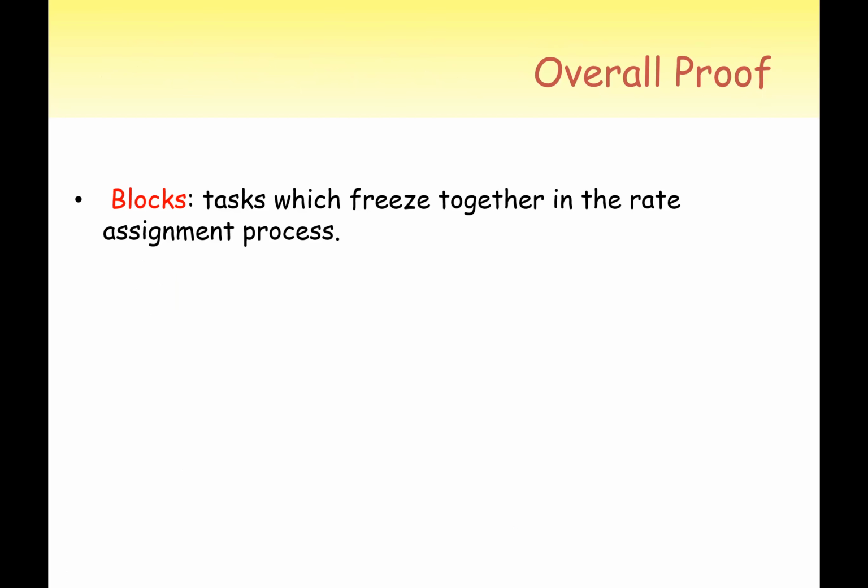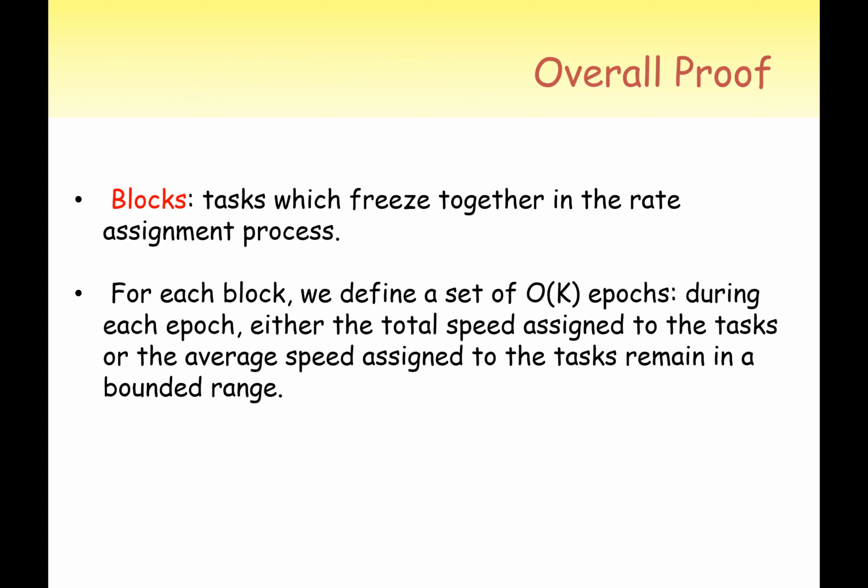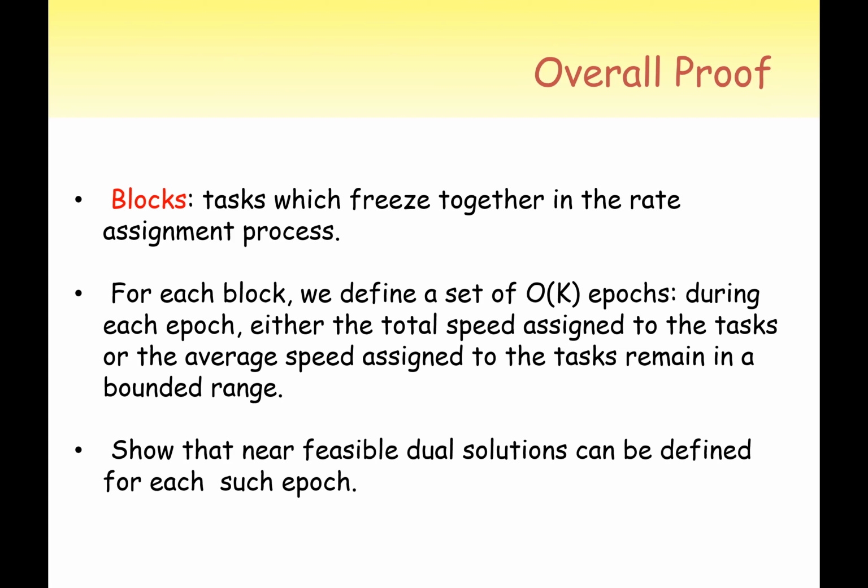Now, of course, there may not be just one job, there will be many jobs, so you have to keep track of how they freeze during the data assignment process. We call these blocks. Blocks are sets of tasks which freeze together. For each such block, we define these order k epochs, and for each epoch, we can show that one set of dual variables works. And then we combine the whole thing.